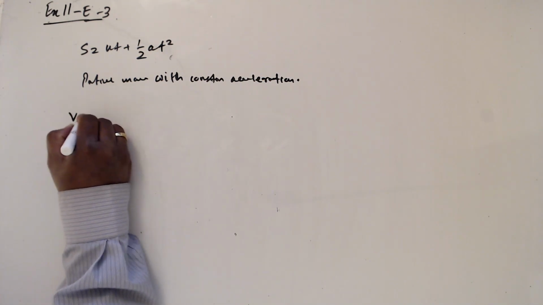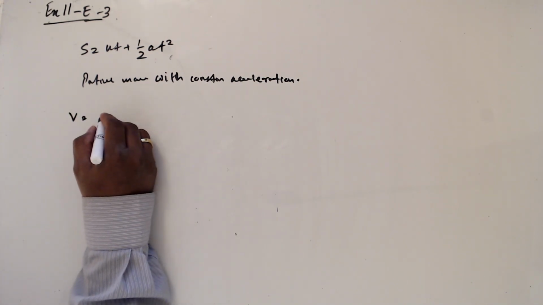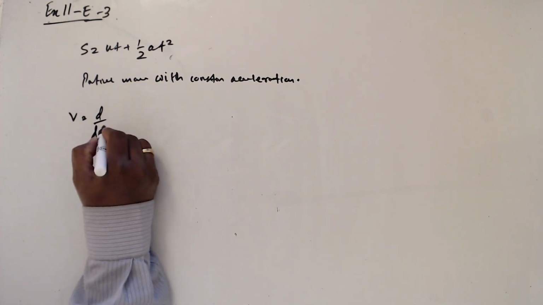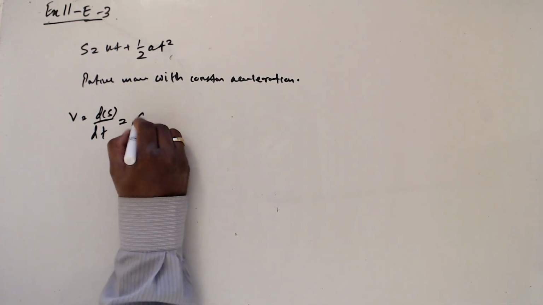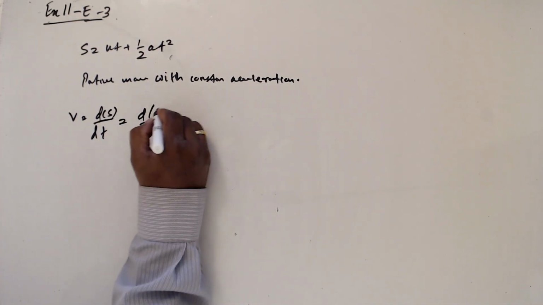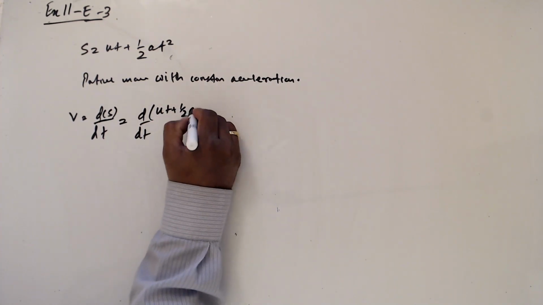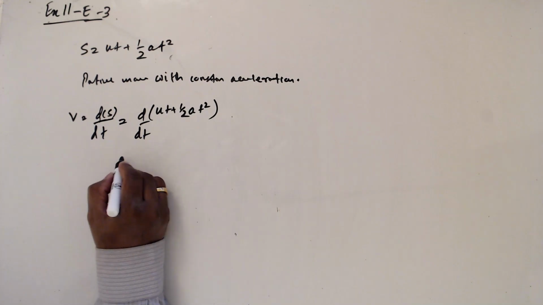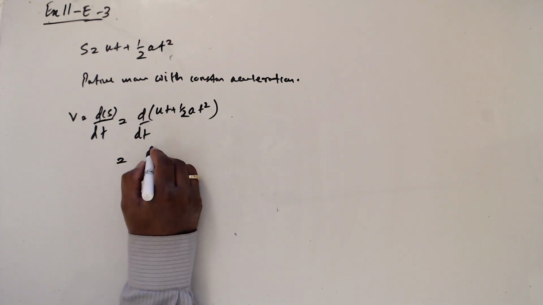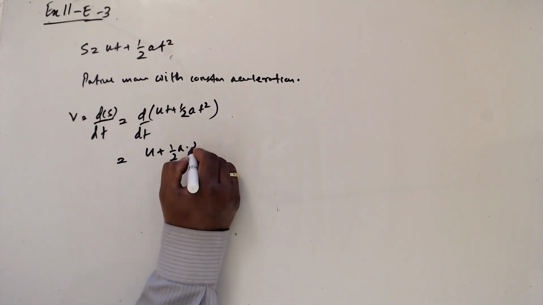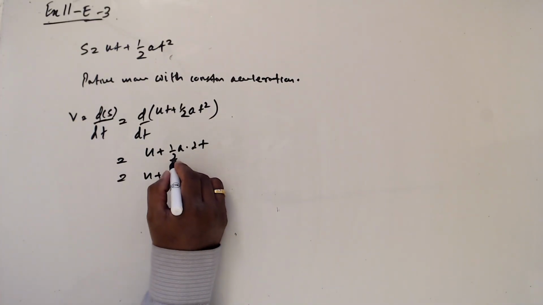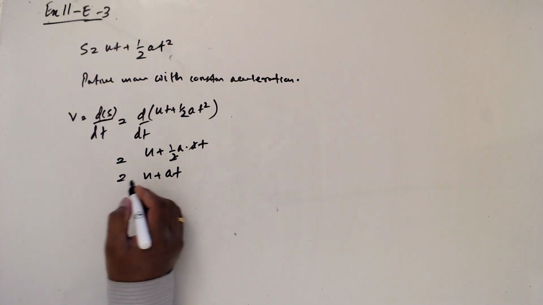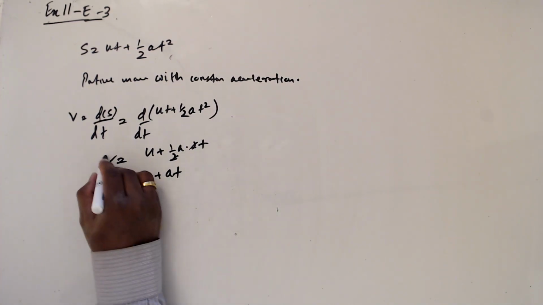So first of all, go to velocity. Velocity means d over dt. We have to differentiate s. So this is d over dt of ut plus half at square. When we differentiate this one, we will get ut becomes u, plus half times a times 2t. The half and the 2 cancel out, leaving at. So v equals u plus at.